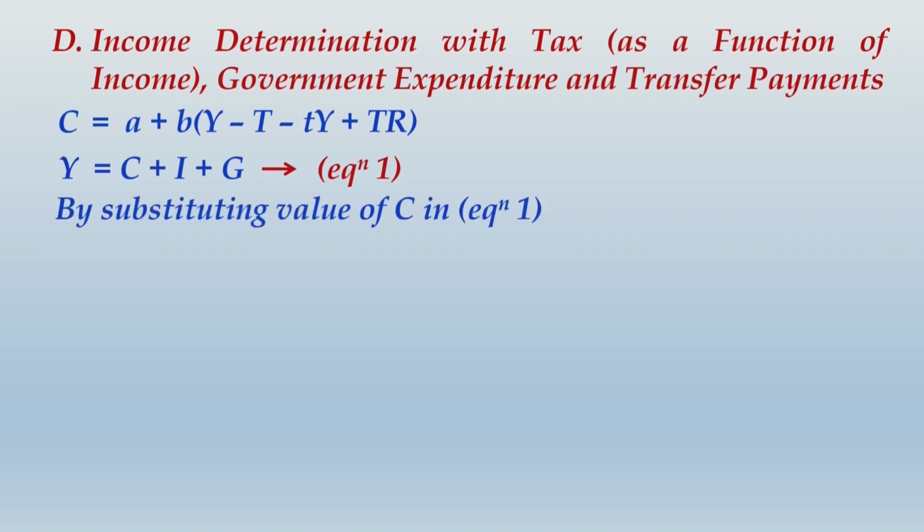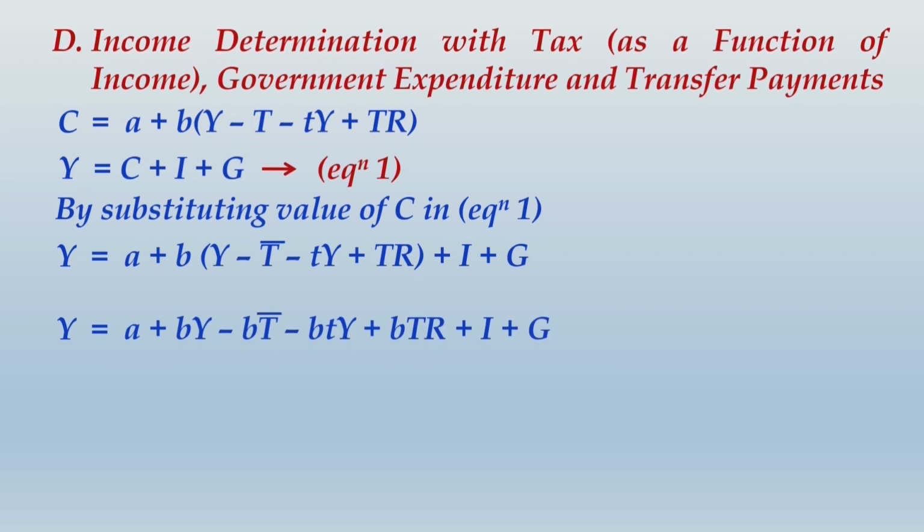this time Y equals A plus B into (Y minus T bar, T bar is the constant tax, minus T into Y and plus TR. T into Y is the variable portion of tax, TR is the transfer payment), plus I plus G. So everything remains as it is. If you just use your simple common sense, you will understand the whole derivation over here.